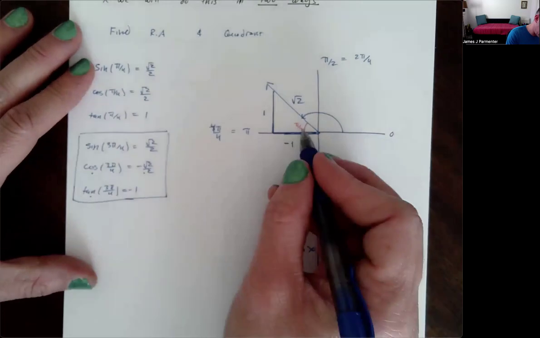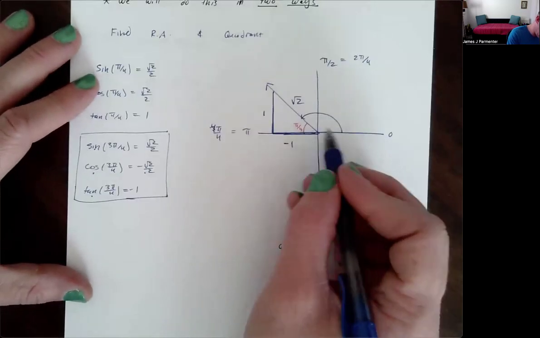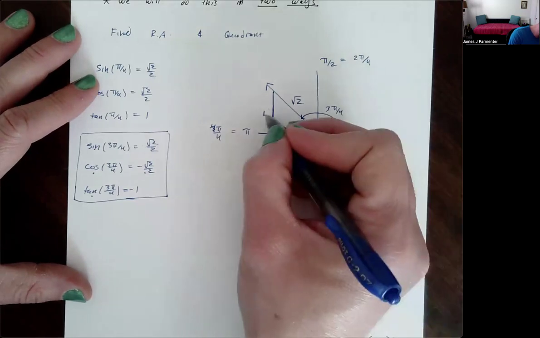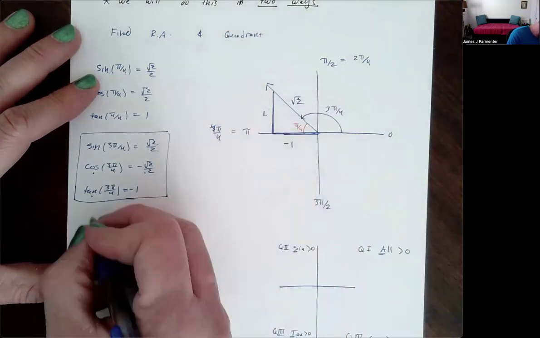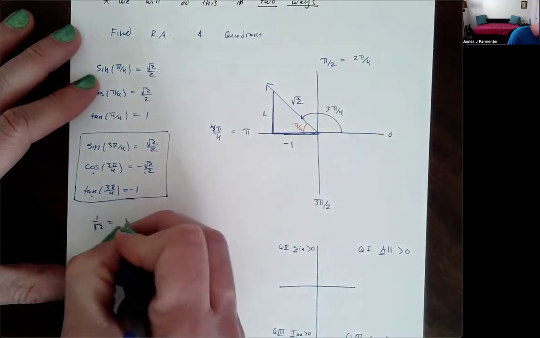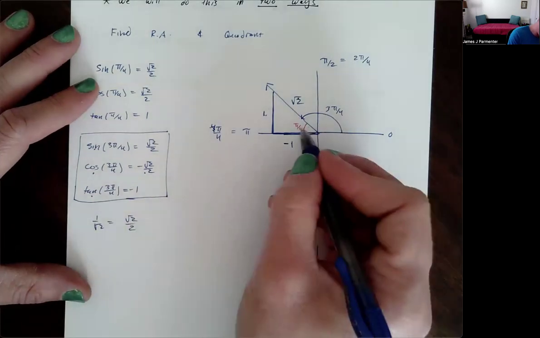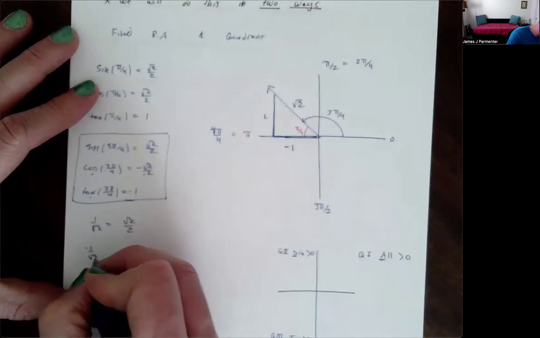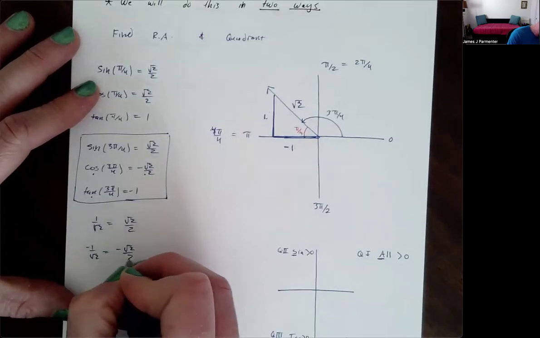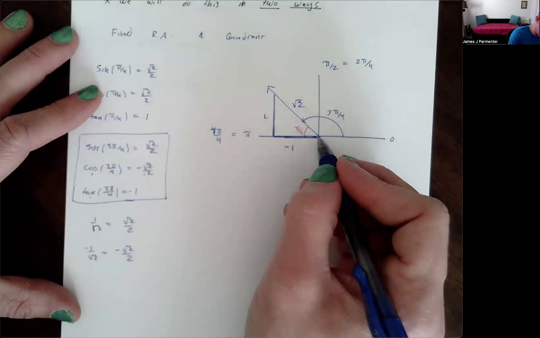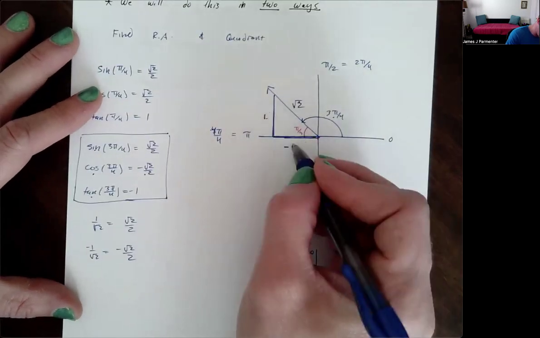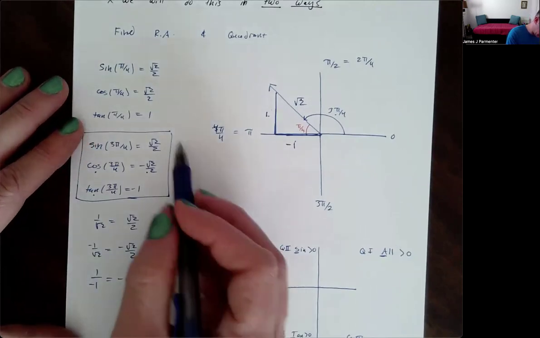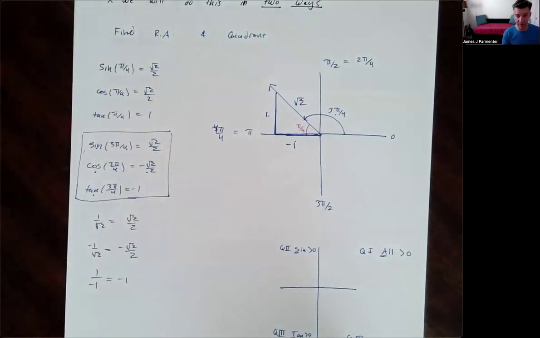So we could look at this and say, oh yeah, sine of 3 pi over 4 is going to be opposite over hypotenuse, which is 1 over root 2, which is root 2 over 2. Cosine of 3 pi over 4 is adjacent over hypotenuse, and negative 1 over root 2 is negative root 2 over 2. And tangent of 3 pi over 4 is opposite over adjacent, and 1 over negative 1 equals negative 1. So that's another way of getting those three values.